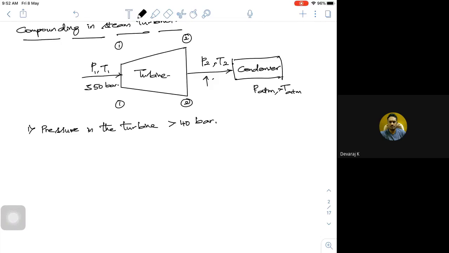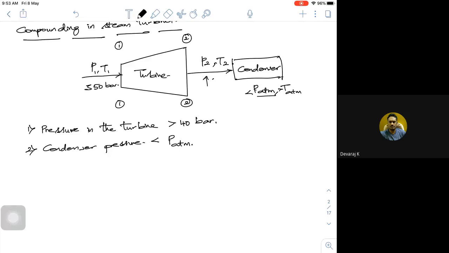That's one reason. And the condenser pressure: the atmosphere is what we have, but the condenser will be operating at slightly lower than that. So your condenser pressure will be slightly lower than atmospheric pressure. It can be 0.06 bar or 0.04 bar or 0.05 bar, depending upon the construction.